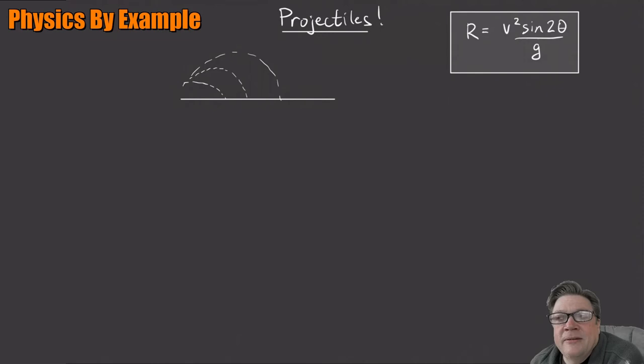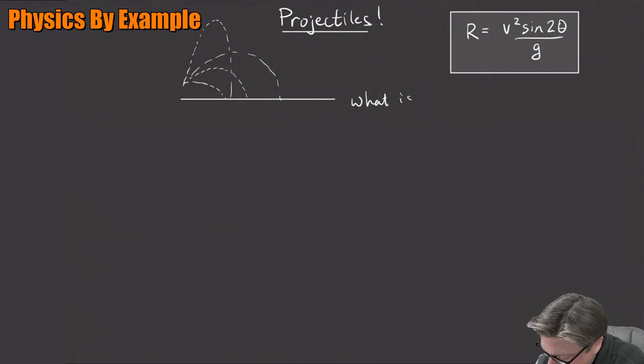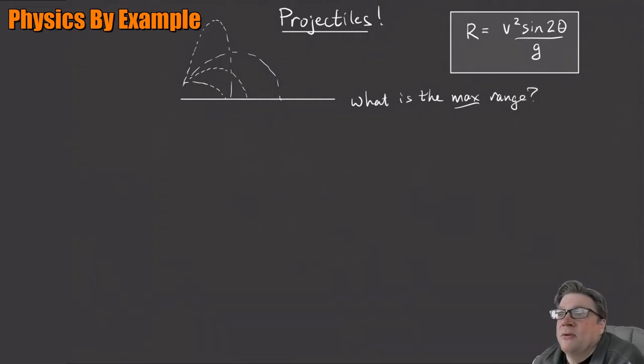But at some point, just kind of run the movie in your head. At some point, it's diminishing returns, right? Because if I launch it almost straight up in the air, most of that velocity will be y instead of x. It'll spend way too much time going vertically instead of horizontally, and then your range starts decreasing, right? So for some angle, there's going to be a maximum range.